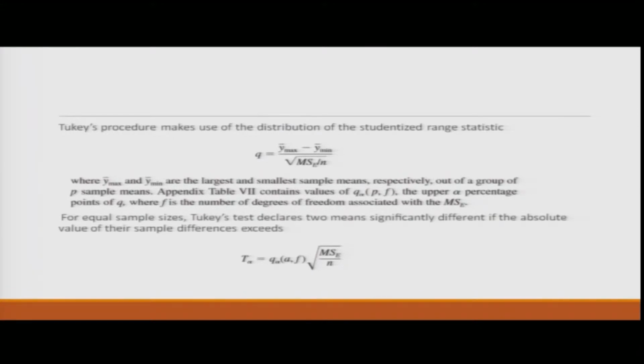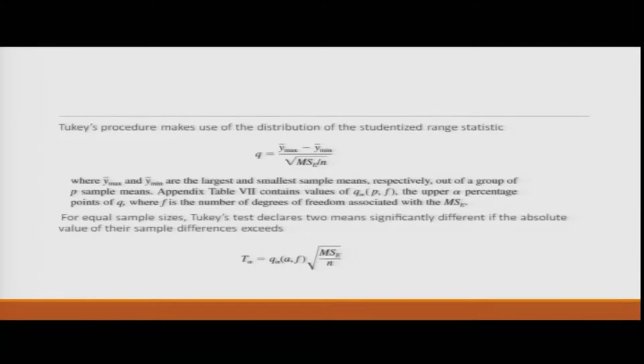For equal sample sizes, Tukey's test declares two means significantly different if the absolute value of the sample differences exceeds the value of T alpha, which is given here, where q suffix alpha in the bracket p comma f would be coming from the table, and then you will have the square root of mean squared error divided by n. This is the capital T, Tukey's test, not the small t which is the t distribution. You will use these values and test whether it is less than, greater than or not equal to. Based on that, you will either support H naught or reject H naught. So these are the values which are utilized.